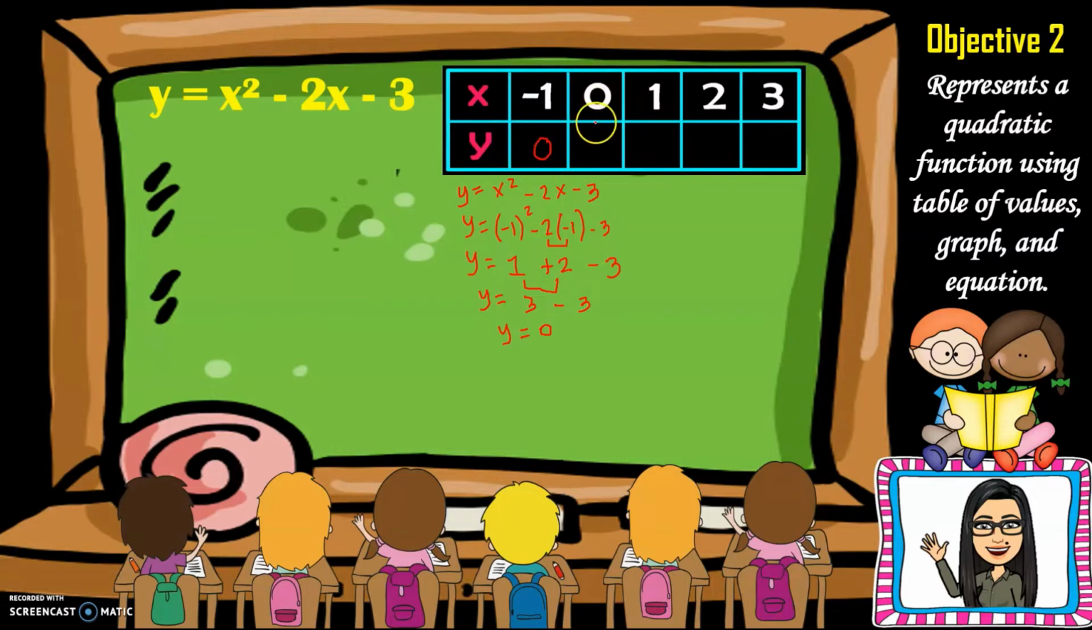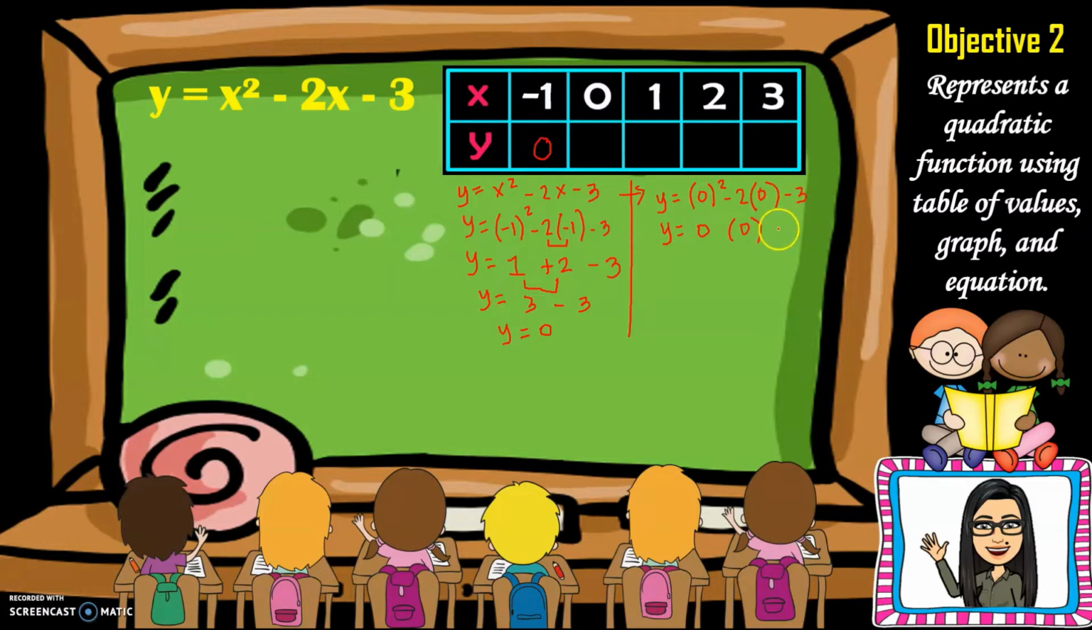Doon tayo sa ating second column. What if naman daw kung ang value ng x ay 0. So, dito tayo. So, ito pa rin yung gagamitin nating function. So, substitute lang natin. So, we have y is equal to, ang x daw natin this time ay 0. So, 0 squared minus 2, 0 minus 3. So, we have y is equal to 0 squared is 0. Negative 2 times 0 is still 0.